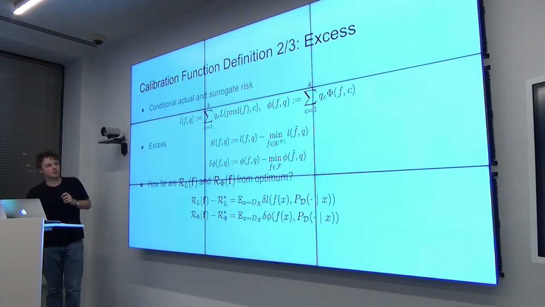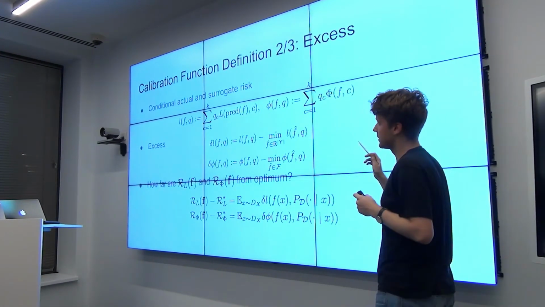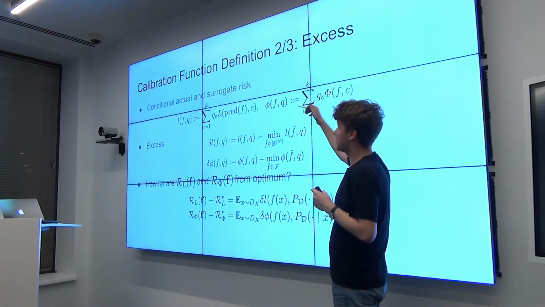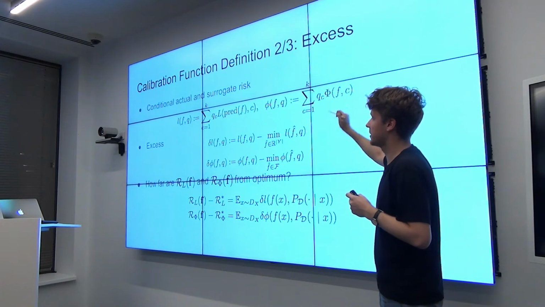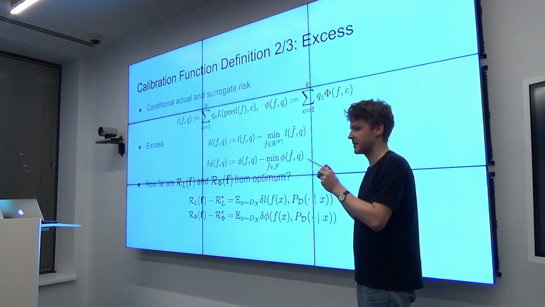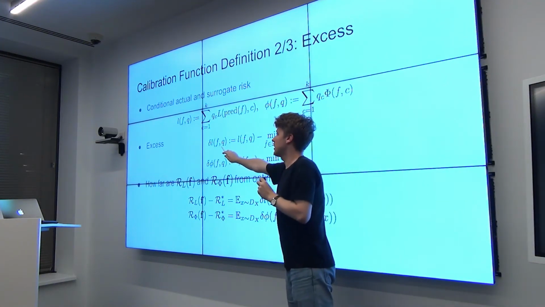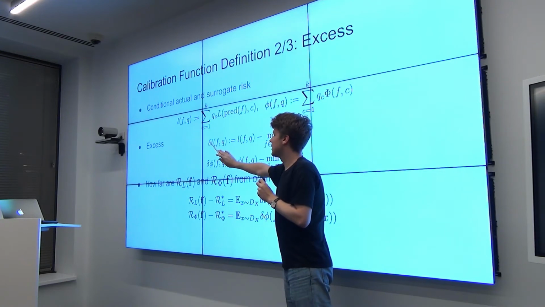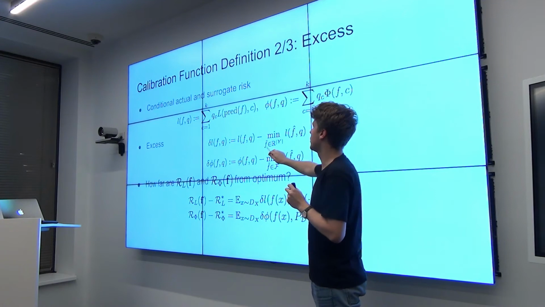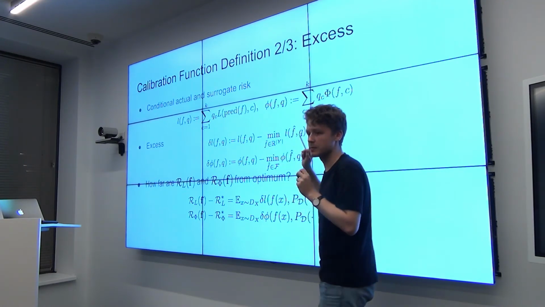Now we can go even further and introduce the excess. We've already defined conditional losses, and now we can compare it to the best value of loss we could have obtained. For actual loss, we compare it to the minimum over all possible vectors, all possible predictions we could make.